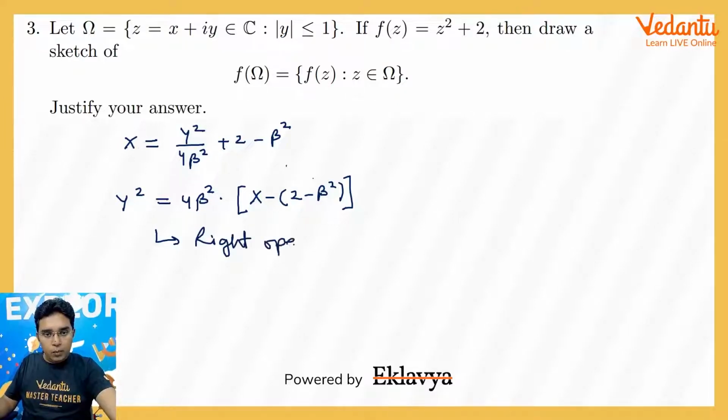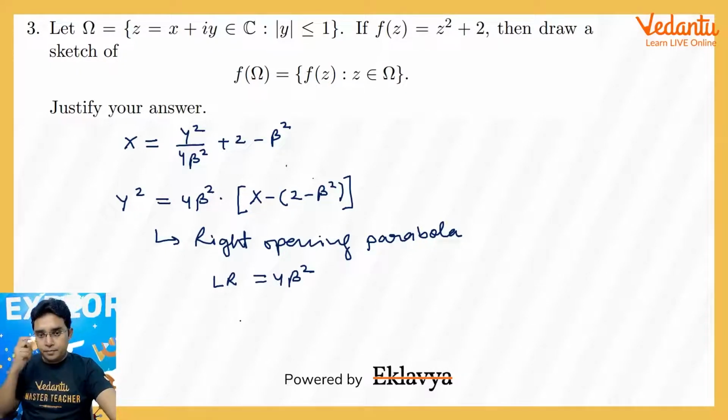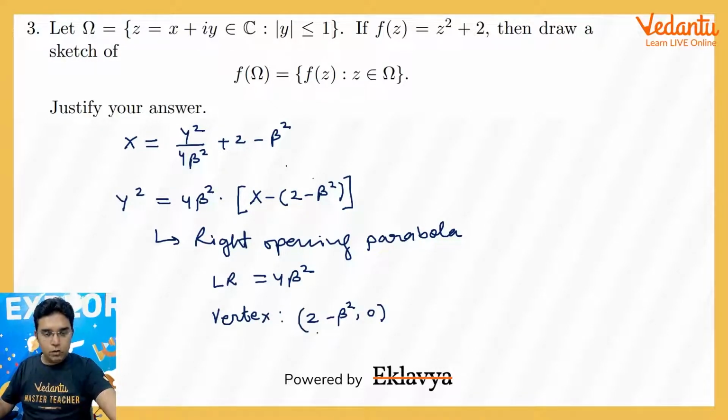Right opening parabola, in which you can see the length of latus rectum is 4β², and the vertex here is (2 − β², 0). Okay, now please see this β is actually ranging from -1 to 1.